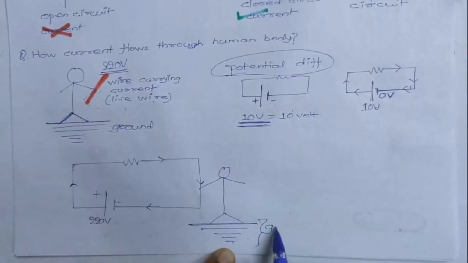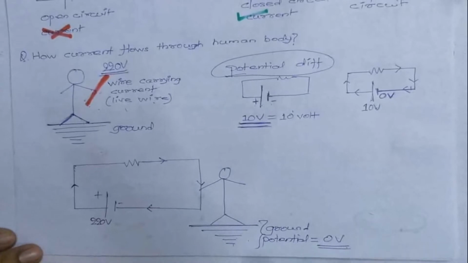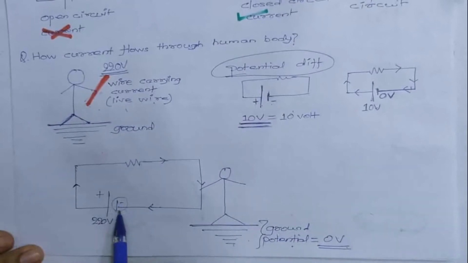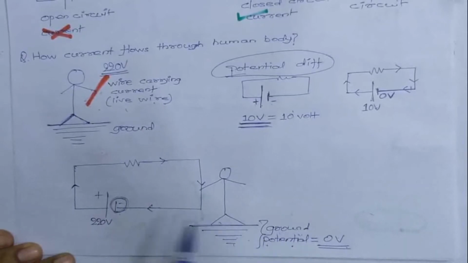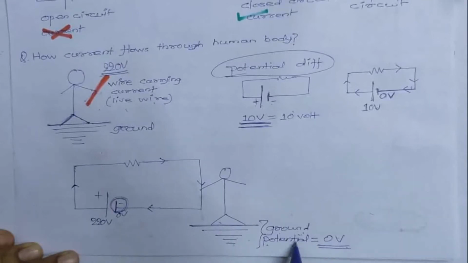The ground potential is 0 volt. This is a practice which we adopt. So this corresponds to this. You can imagine it in that way. Ground corresponds to the negative terminal of the battery. I repeat, ground corresponds to the negative terminal of the battery. Because we know the potential of the negative terminal of the battery is 0 volt, and here the potential of the ground is also 0 volt. So you can consider this analogy.